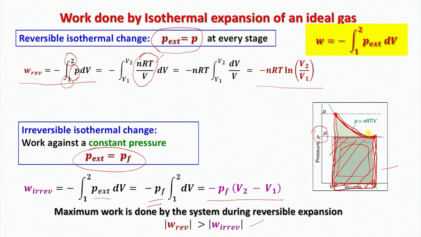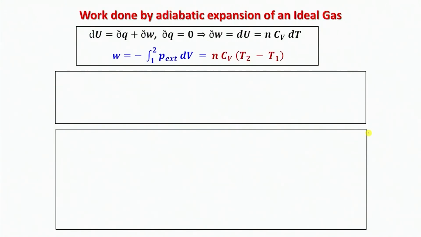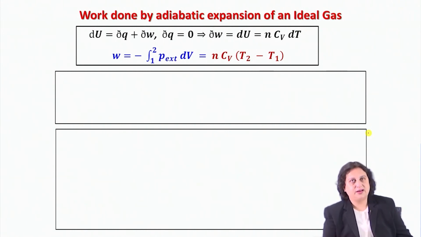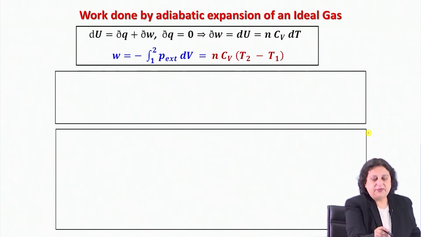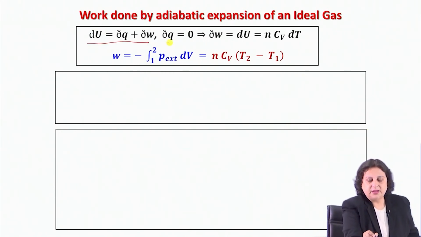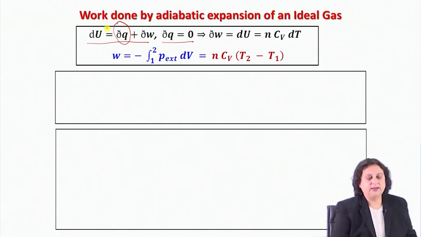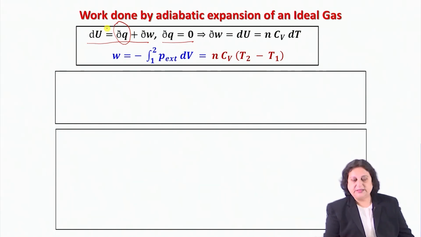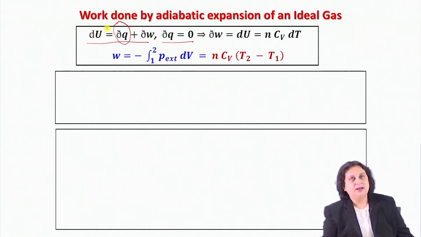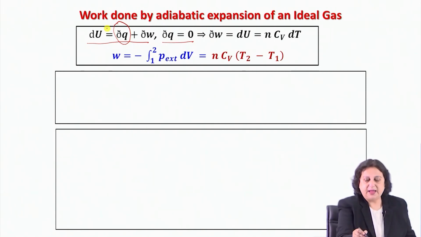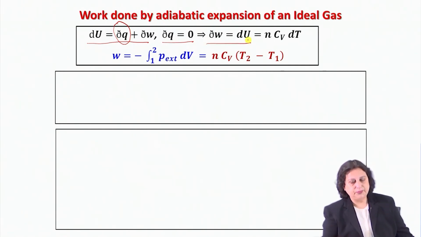Now, when we have understood this, the next task is to try and understand how much work is done when we are talking about an adiabatic expansion of the ideal gas. So the first law of thermodynamics tells me that for an infinitesimal adiabatic expansion, dq is equal to 0. And therefore, if I put it back in the infinitesimal representation of the first law of thermodynamics, dq would be equal to 0, and I must have dw is equal to dU.